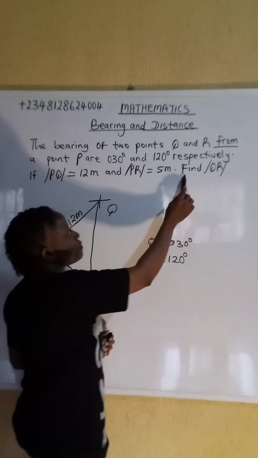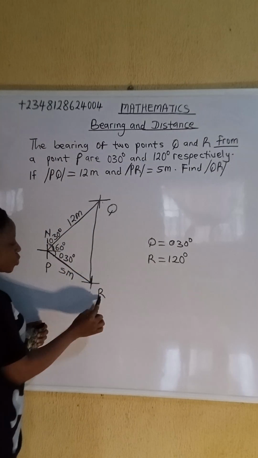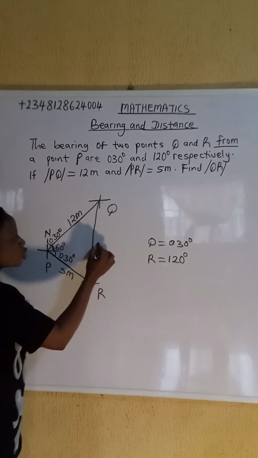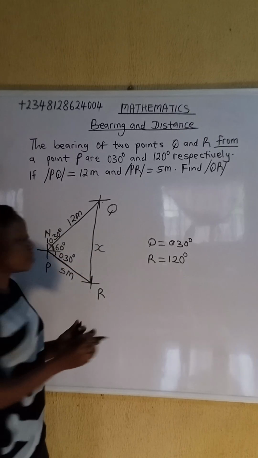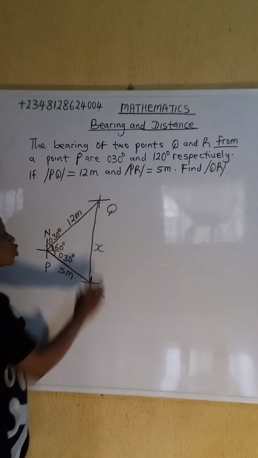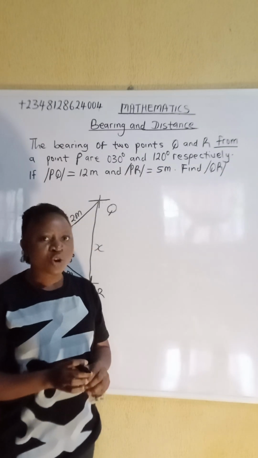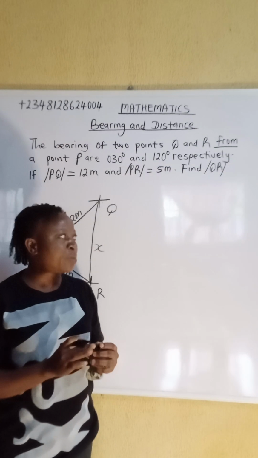Now the question says that we are looking for QR. So this is line QR. Let's call it X. So we are looking for X. So now we are going to apply the knowledge of trigonometry.